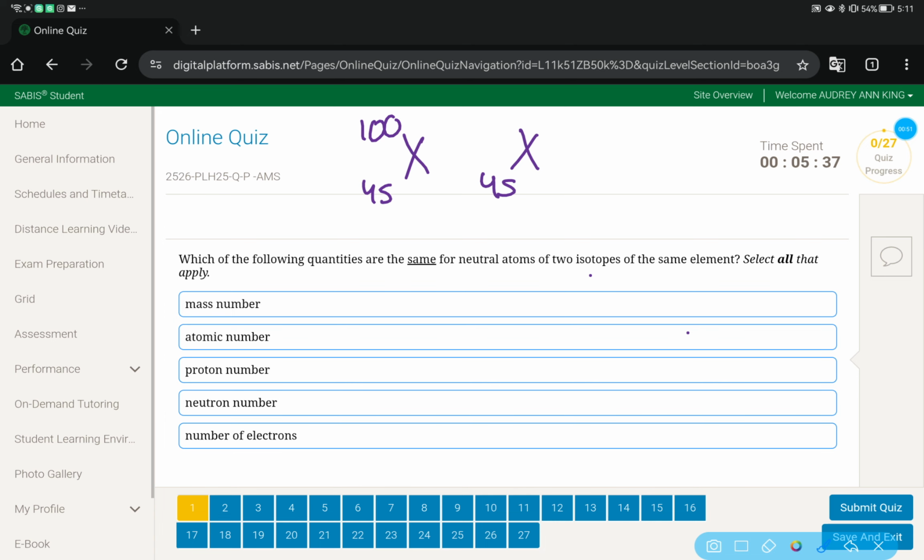So for the second isotope, because the number of neutrons is never the same, it's going to be 101. So if these two are the atomic number and they're the same, this is correct, and that also means there's the same number of electrons and protons.